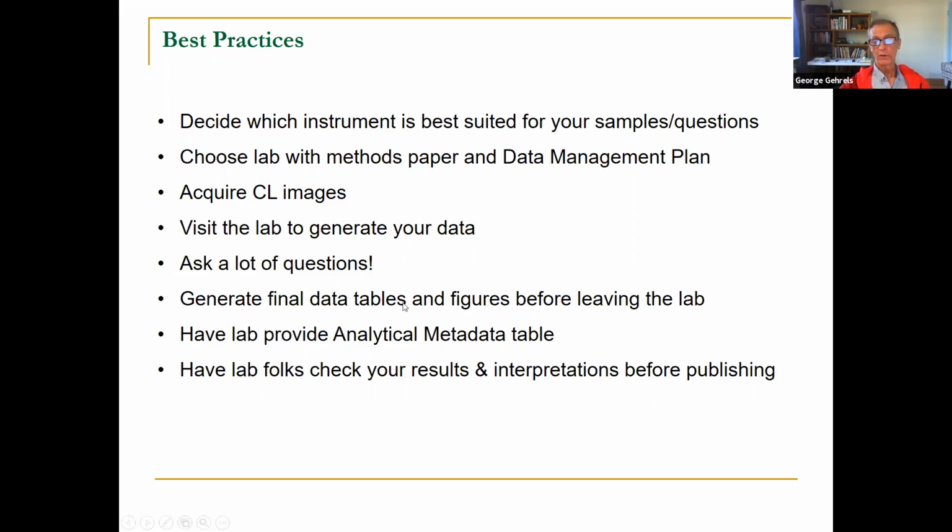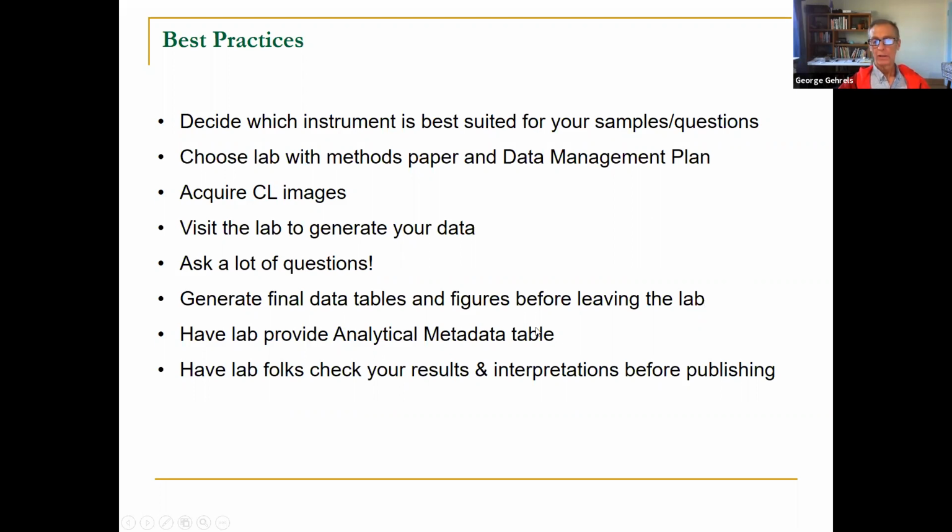If you can, try to generate that final data table and the figures before you leave the lab. That's just because you are fully engaged in the process. The people in the lab are right there with you. If there are any issues, you can work on them right then and there. If you come back to the lab a month or 2 later, it might be hard to reconstruct exactly what was going on during your session. So this is a best practice.